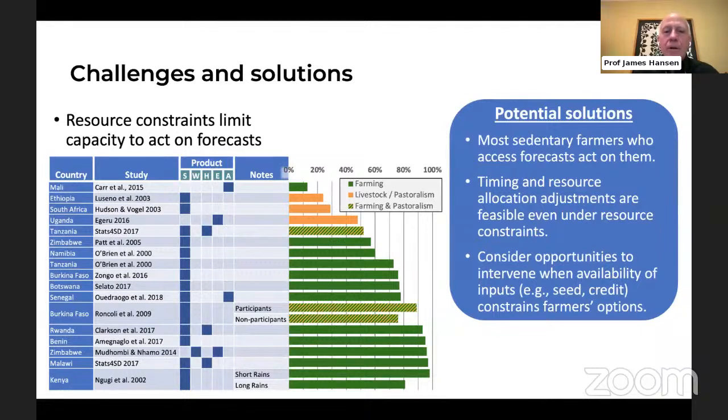Even resource poor farmers who are not able to make a lot of the adjustments to their management that they would like to make based on the seasonal forecast, they may be able to change aspects of timing. They may be able to easily adjust allocation of resources, allocation of farmland between crops or varieties, allocation of household labor between different activities.